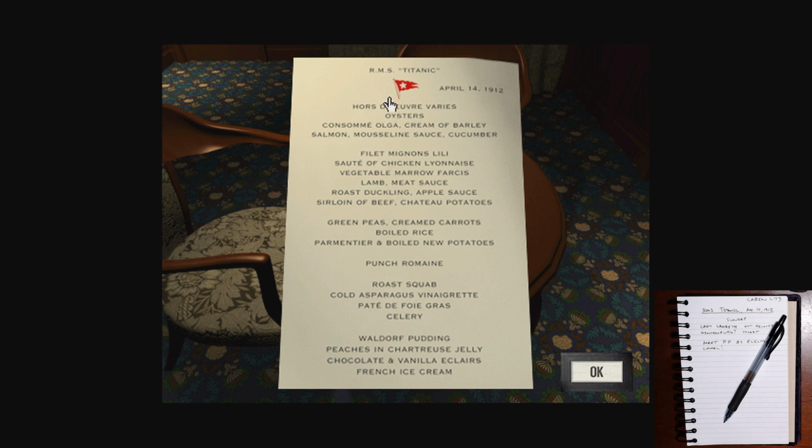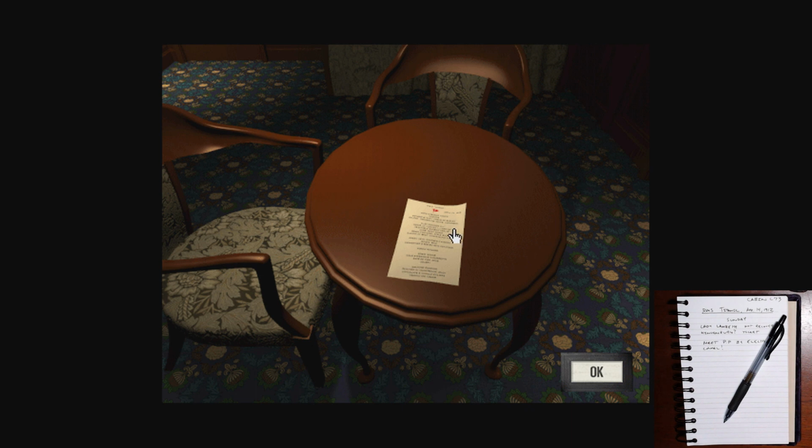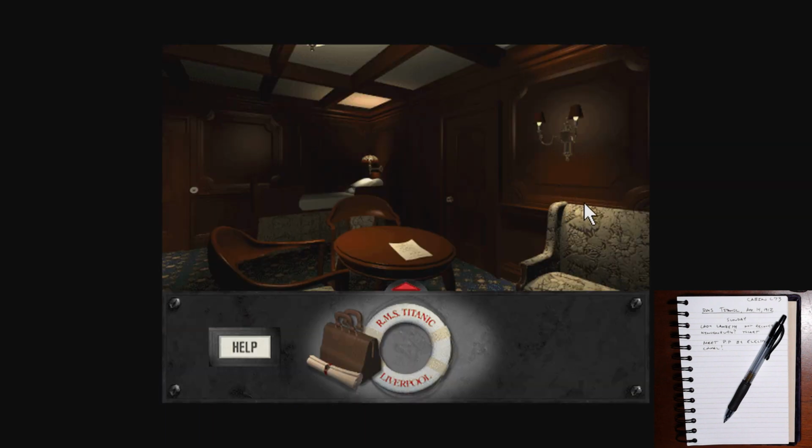So here's a beautiful menu. Hors d'oeuvres, oysters, cream of barley, salmon, filet mignon and chicken, some vegetables, lamb, a variety of dinner. So nothing but the finest food on board, with Waldorf pudding, peaches and chartreuse jelly, and ice cream. I don't see a drink menu, but we are on duty as a spy and must remain in control of our faculties.